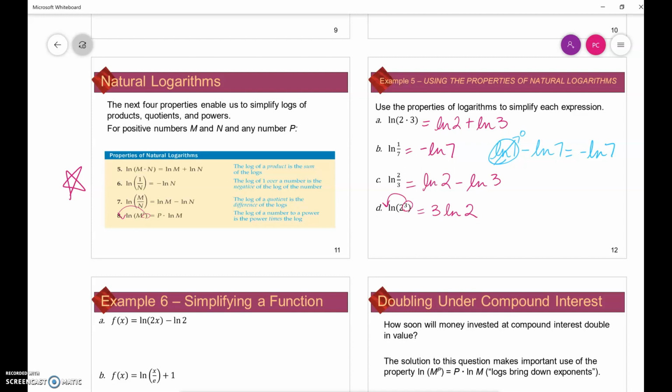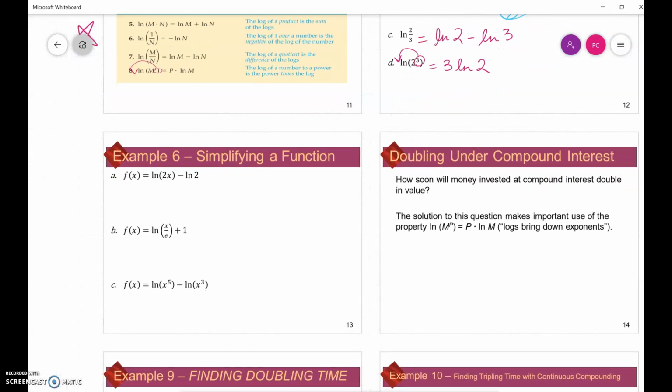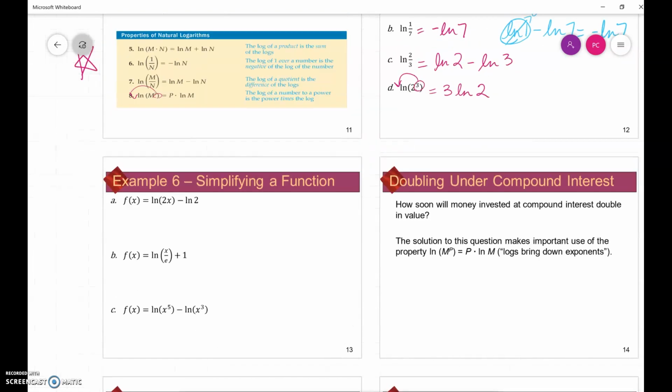All right, we can still work some more on example 6 on slide 13. In this one, they're already broken apart, so we're actually going to condense them and simplify these a little bit. On part A, I have ln of 2x minus ln of 2. Well, we can combine this as ln of 2x divided by 2, which would simplify to the ln of x. That's a much simpler problem to work with.